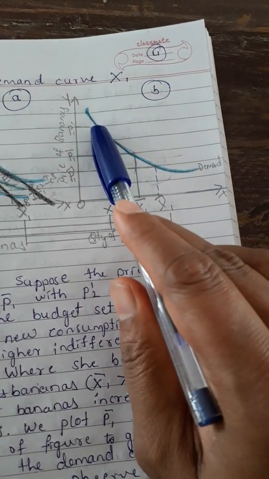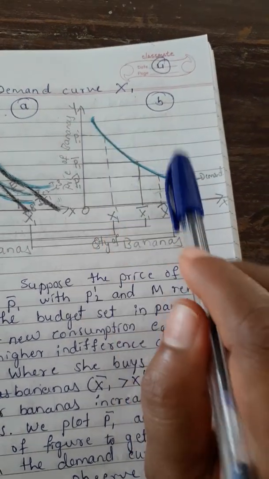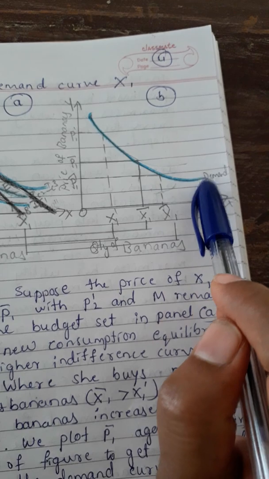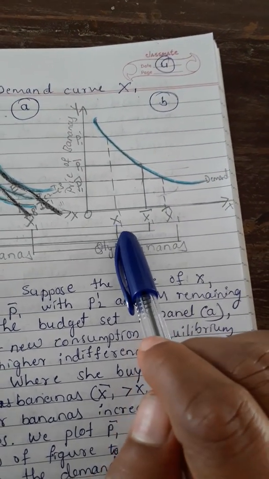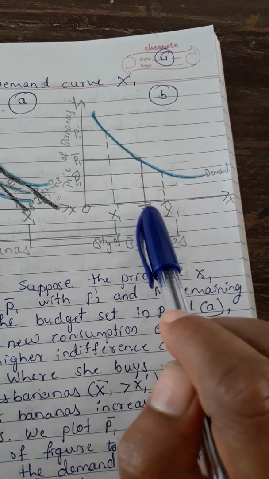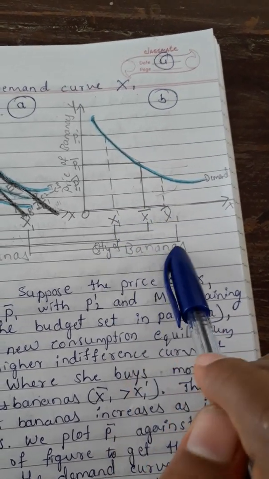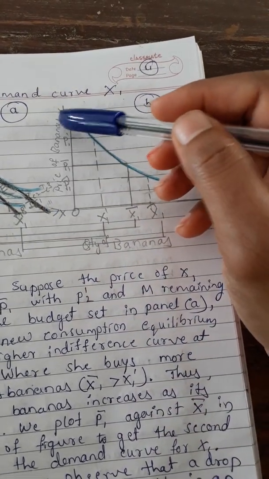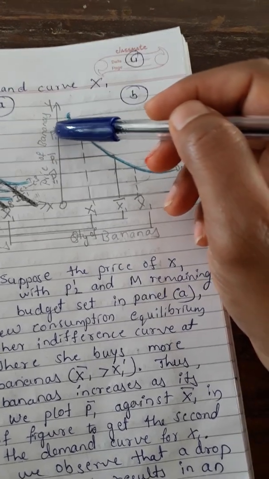The demand curve slopes from left to right downwards. For example, the quantities of bananas are X1 dash, X1 bar and X1 cap. These are the banana quantities, just assume so. And these are the prices of bananas: P1 cap, P1 bar and P1 dash.